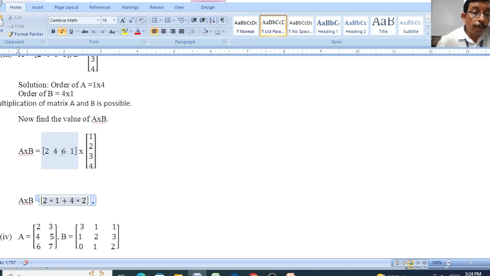The third element of the first row is 6 and the third element of the first column is 3. Then 6 multiplied by 3. The last element of the first row is 1 and the last element of the first column is 4. 1 is multiplied by 4. And the first row, first column multiplication is complete. No more columns, no more rows, so the multiplication is over. Then we simplify this matrix in the next step.